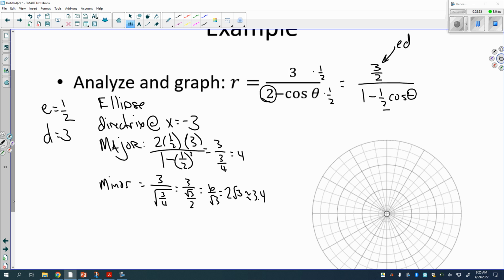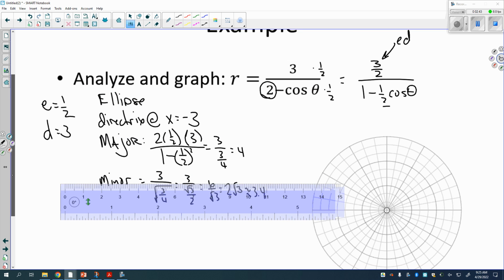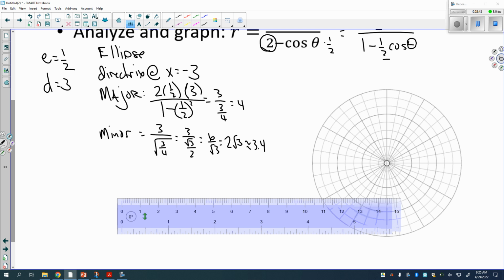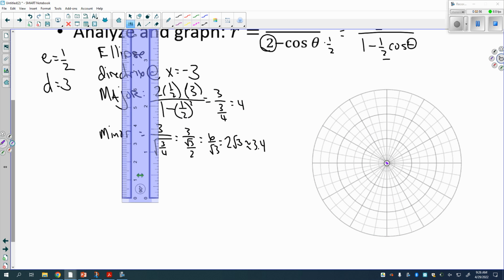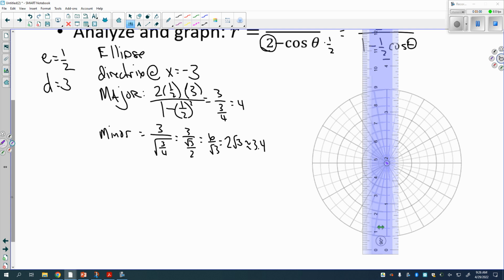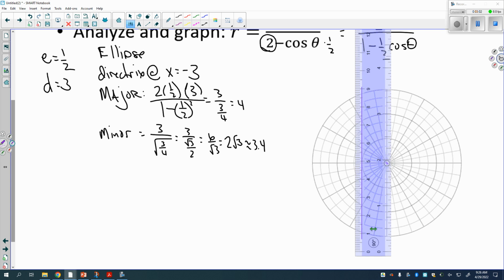And I use this information to start graphing. Very much went through, did all of this on the last one when it was a hyperbola. Same kind of thing, except now it's an ellipse. So the focus is still at the pole. I have a directrix at x equals -3. So I put that on here. That's a directrix.